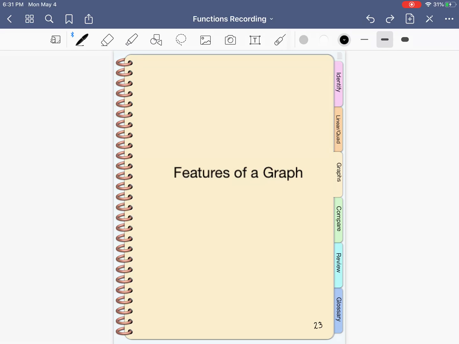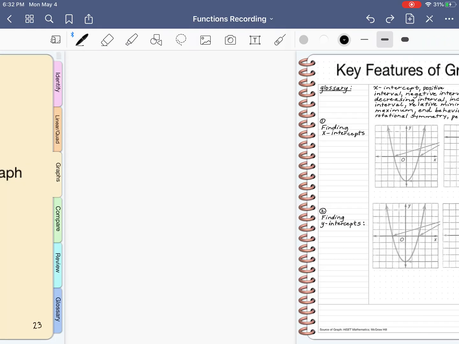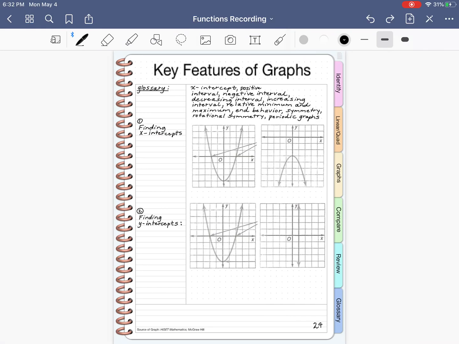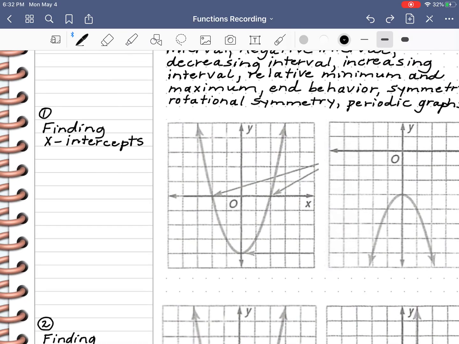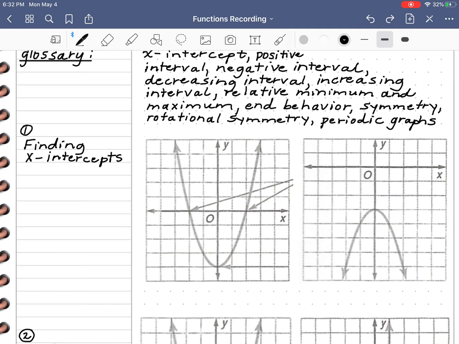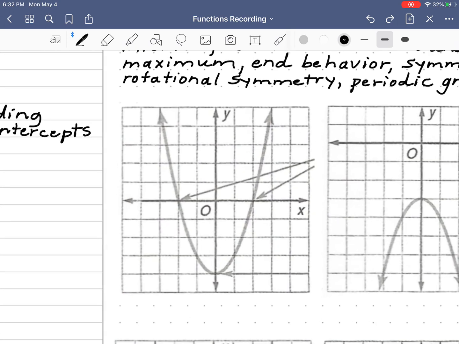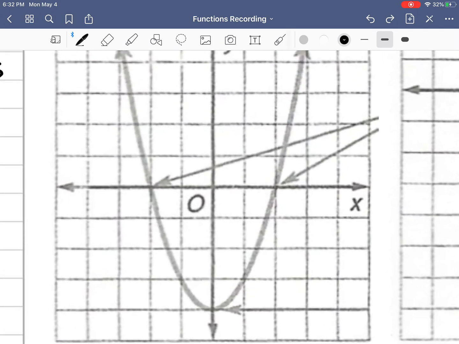Okay, now that we have the terms under our belts, let's take a look at some questions about those terms, and hopefully that will help you to clarify those a little bit more. The first one is asking us to find x-intercepts. So I'm going to zoom in very close here, and the arrows are pointing to those because this is taken from your textbook. So they're giving me a hint about where those are.